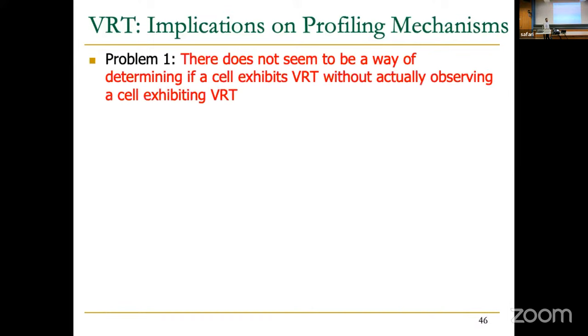Okay. So the problem is that this process seems random. We have some theories about how it happens, but we do not have a good way of detecting at runtime that a cell will be switching to a shorter data retention state. And this VRT is a memoryless random process based on the findings in this paper. So the history doesn't affect that random process at a given time, and it complicates the retention time profiling.